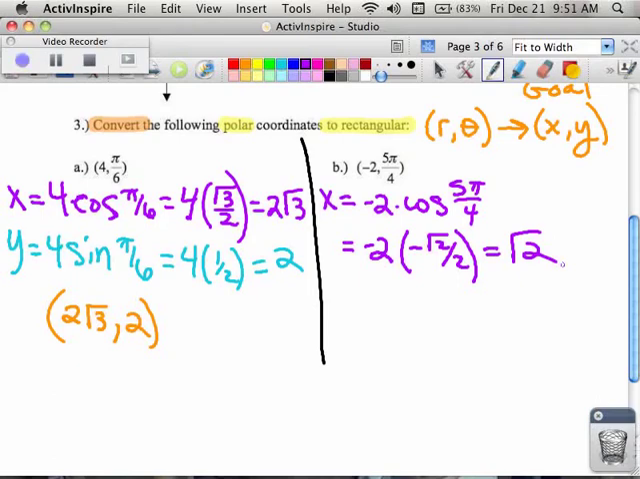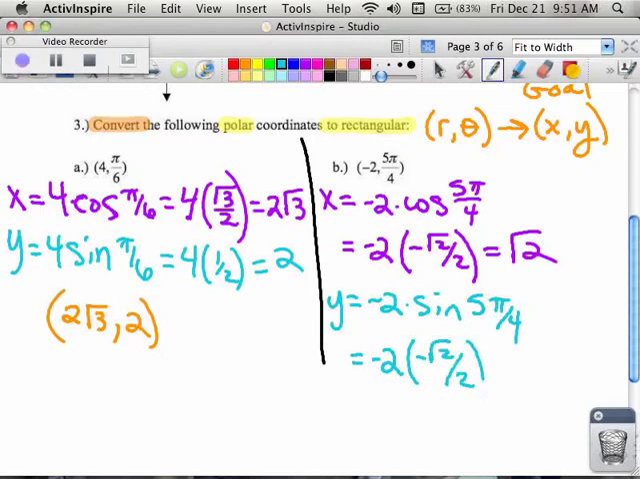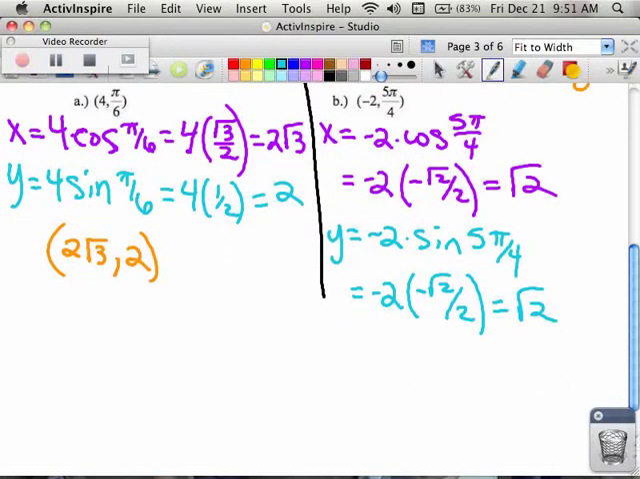If I'm looking for my y value from the equation up above, I know that that's the radius, which is -2, times the sine of 5 pi over 4. The sine of 5 pi over 4 is also going to be negative, being in the third quadrant, and is also a root 2 over 2. So this is -2 times negative root 2 over 2 again, or in other words, root 2, which means that my final coordinates in x and y values would be the square root of 2, comma, square root of 2.